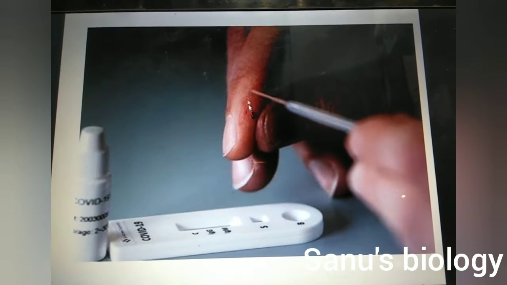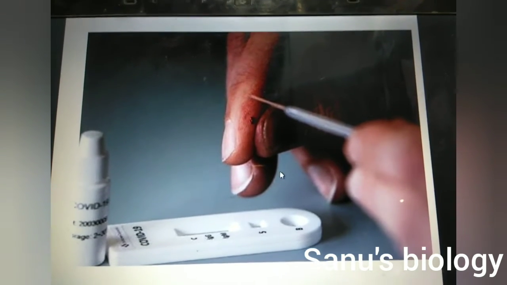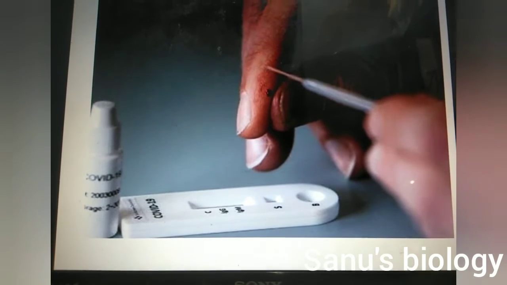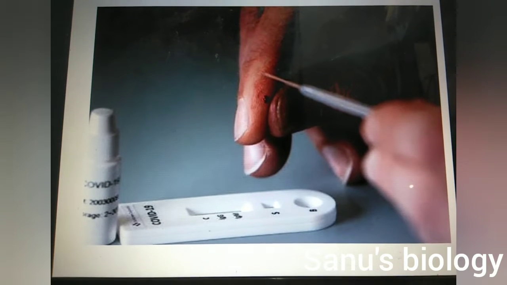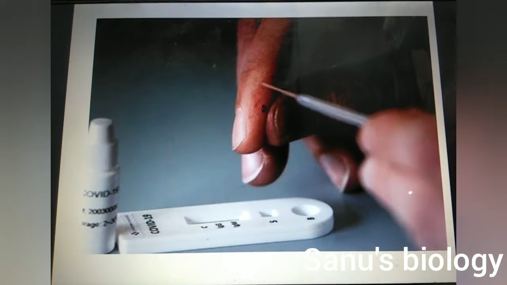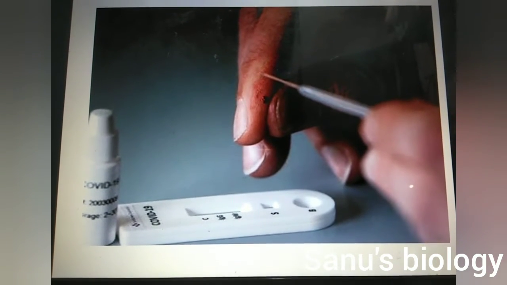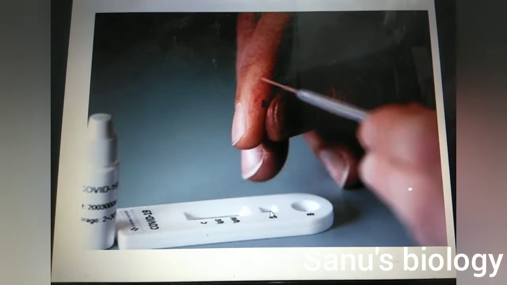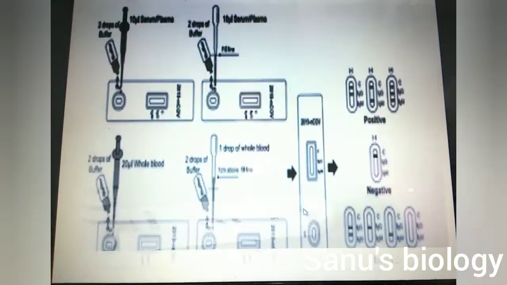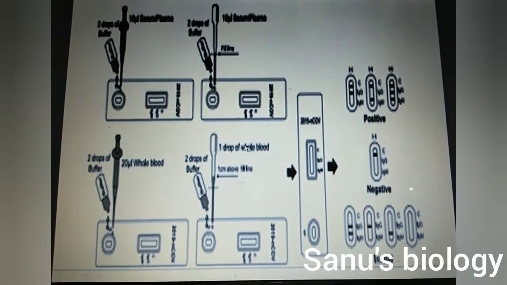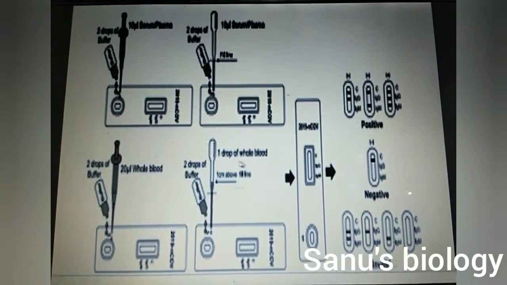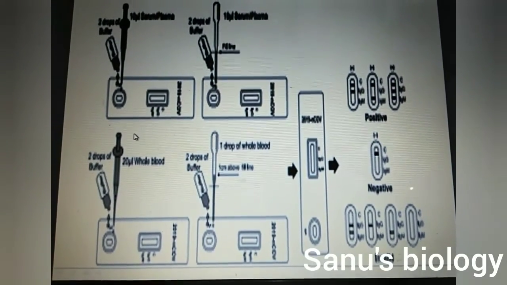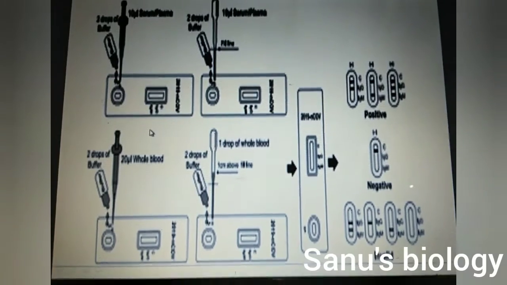Firstly, we need to collect our blood sample. There is no need to collect lots of blood, so we prick our finger and collect only 10 microliters of blood and put it into the S slot. This is for the sample, and here we put some drops of blood, and then we wait for 10 to 15 minutes. As the buffer runs, we get the result.